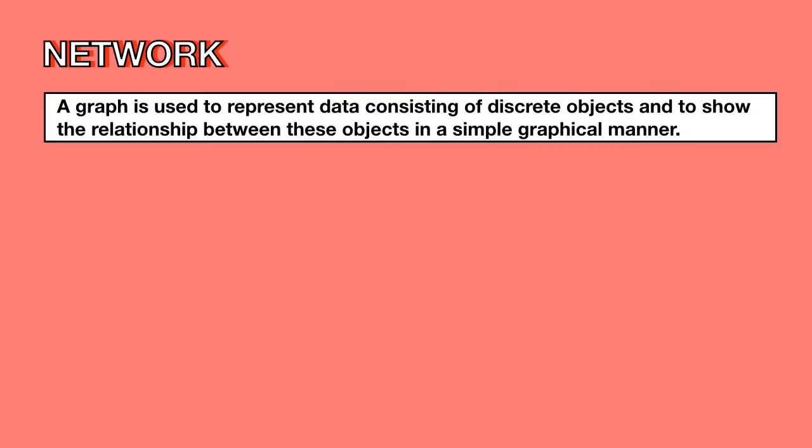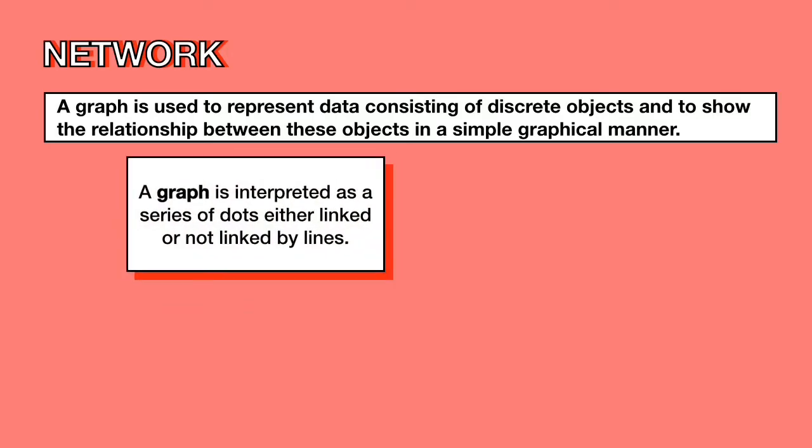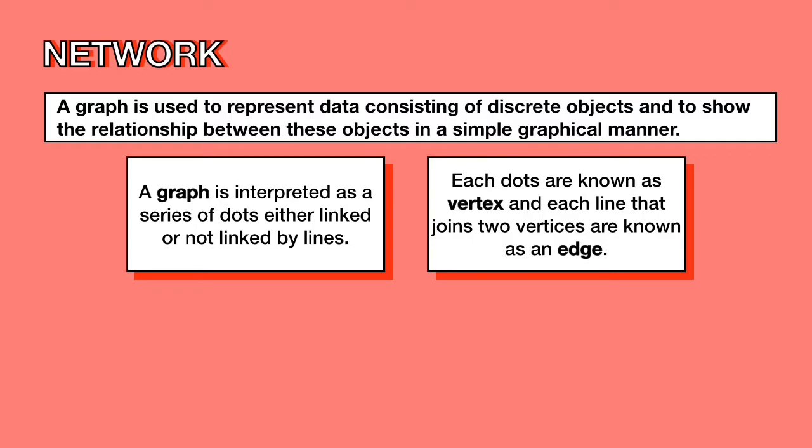First of all, in this topic, we are going to learn about network. Graph is used to represent data consisting of discrete objects and to show the relationship between these objects in a simple graphical manner. A graph is interpreted as a series of dots, either linked or not linked by lines. Dots of the graph are known as vertex, and each line that joins two vertices is known as an edge.